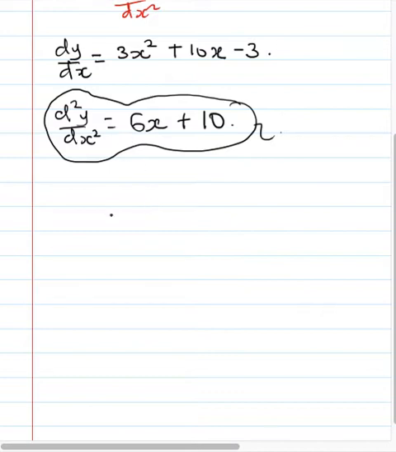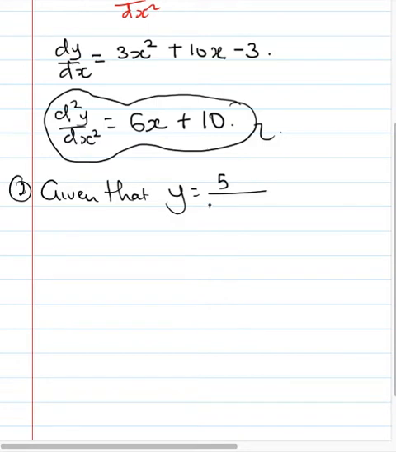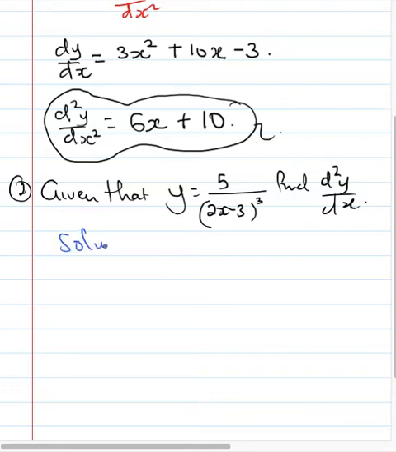Given that y equals 5 over (2x minus 3) whole cubed, find the second derivative with respect to x. Alright, so we can solve this by first getting the first derivative.